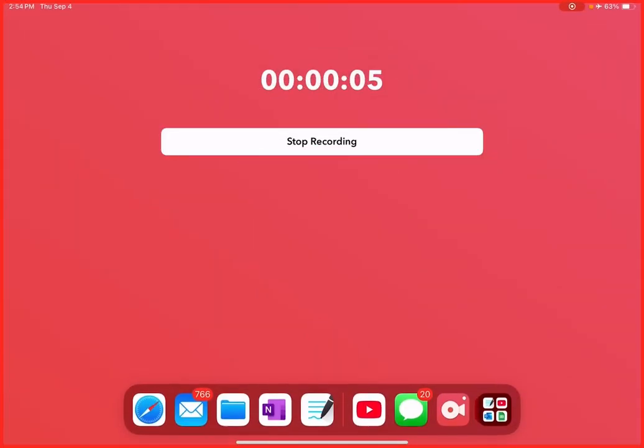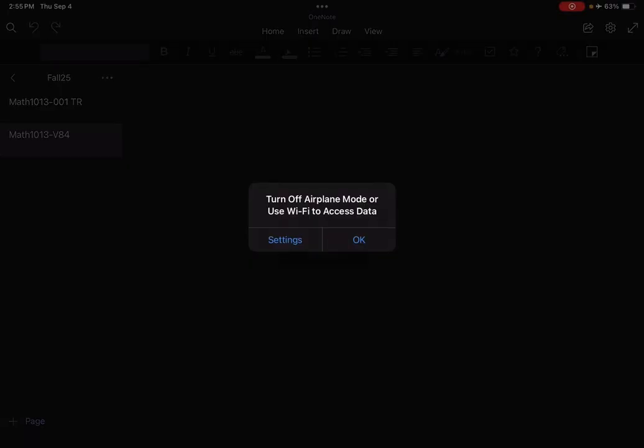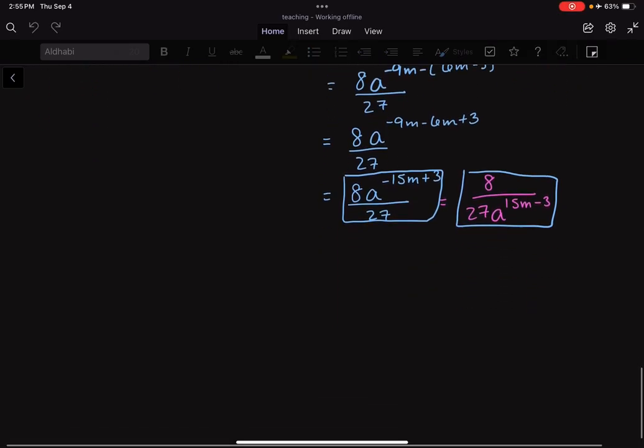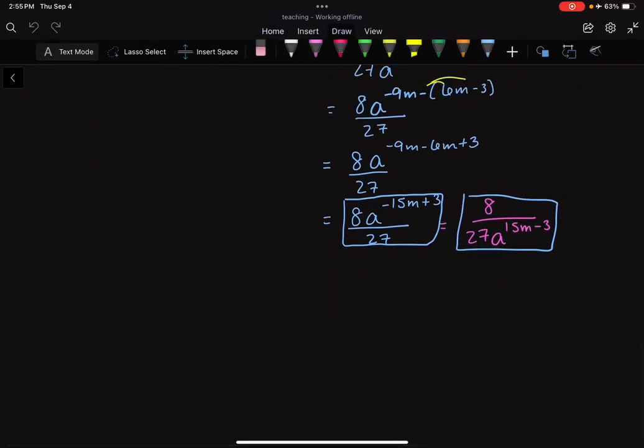So for this one, we're going to be going over, widen my screen. This one is R3, and this one is called Rational Exponents and Radicals.